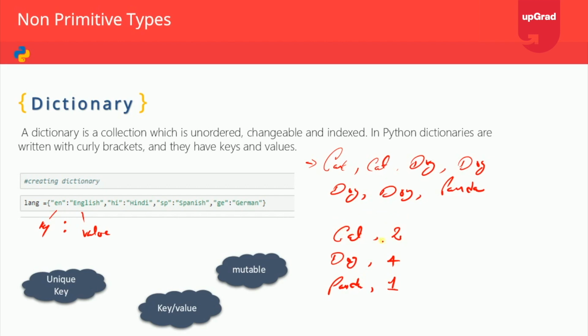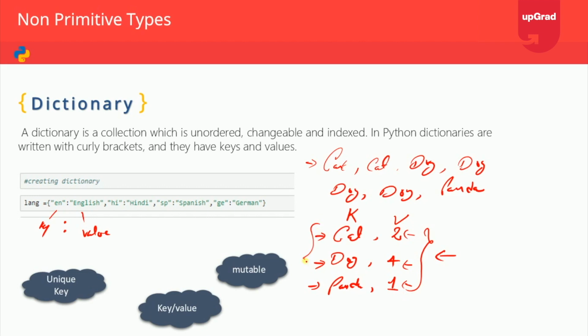Cat 2, dog 4, and panda 1. So this kind of response or data can be represented in the form of key and value. Here the key can be called cat and the value can be called 2. Similarly, the other key is dog and the value is 4. The other key is panda and the value is 1.